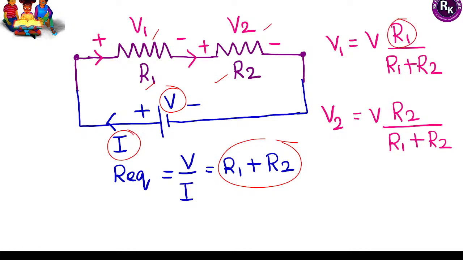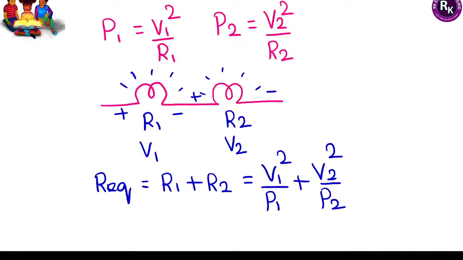If you want to know the voltage drop across the resistor R1, then it is the total supply voltage into R1 divided by total resistance. Similarly, for the voltage drop across the resistor R2, total voltage into R2 divided by total resistance. This is how we apply the voltage division rule. Similarly, if two resistors are connected in series, then the power formula will be V squared by R equivalent, which we know, so this can also be written in terms of power.